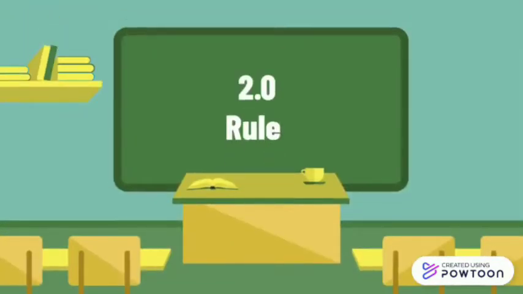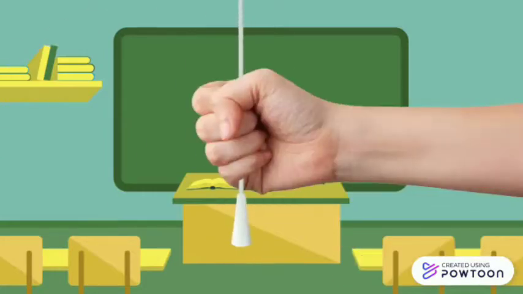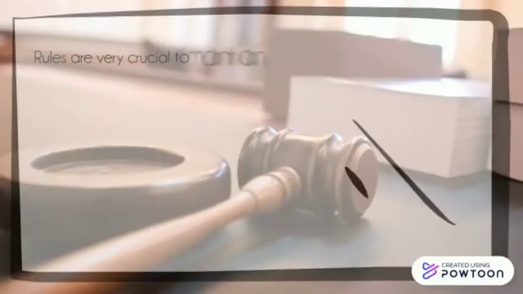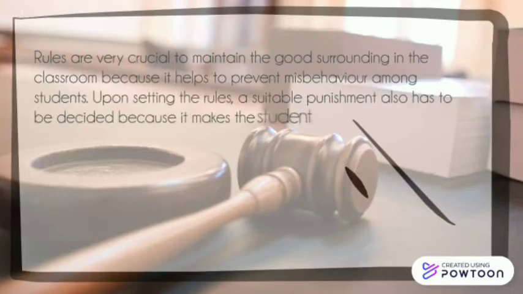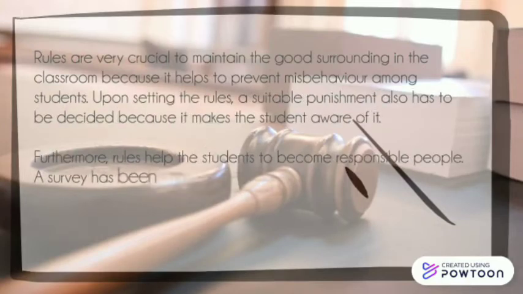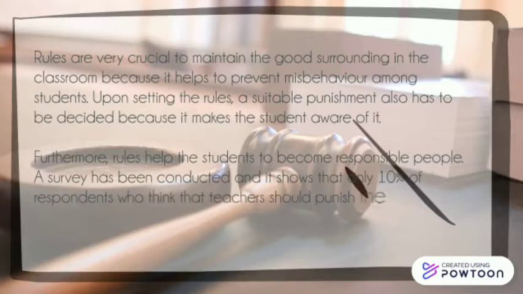The second one is that the perfect classroom management has its own rules. In order to maintain a good surrounding in the classroom, it is good to have rules because it makes the students aware of it. Furthermore, a survey has been conducted and it shows 10% of respondents think that the teachers should punish the misbehaving student, while others prefer to advise the students.